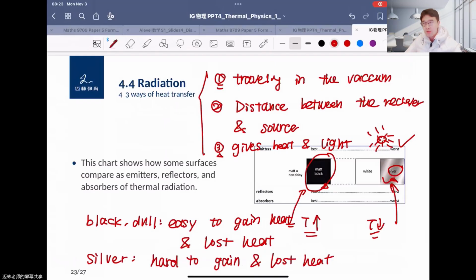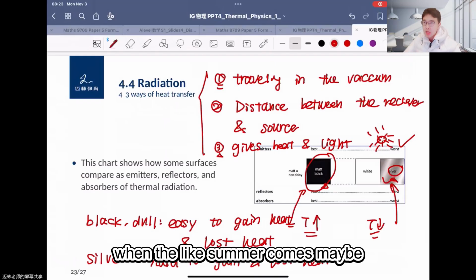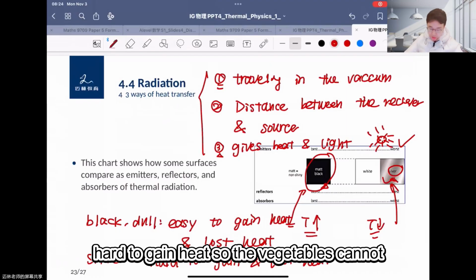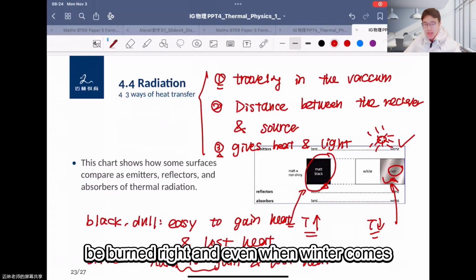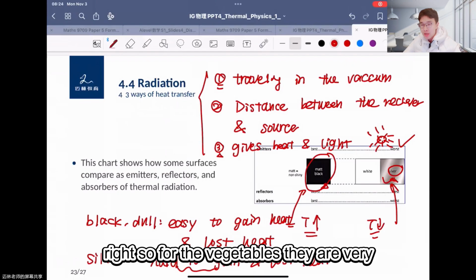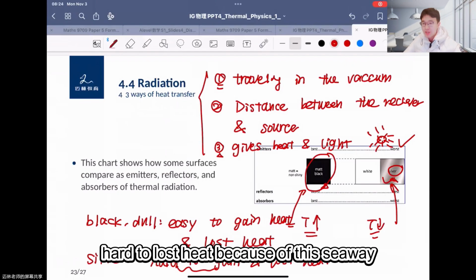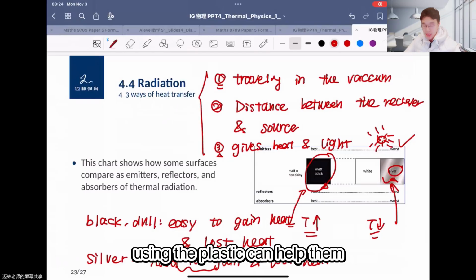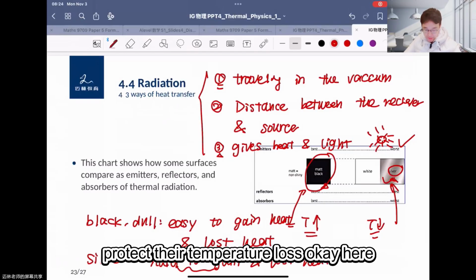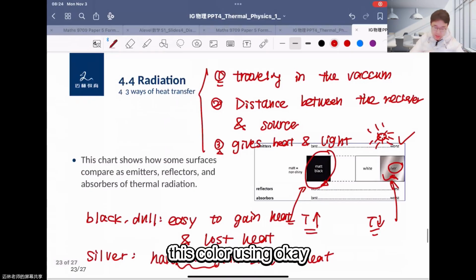So when summer comes, the land is very hot and the vegetables find it very hard to gain heat, so they cannot be burned, right? And when winter comes, the temperature is very low, right? So the vegetables find it very hard to lose heat. Using the plastic helps protect them from temperature loss. Okay, so this is how the color is used.